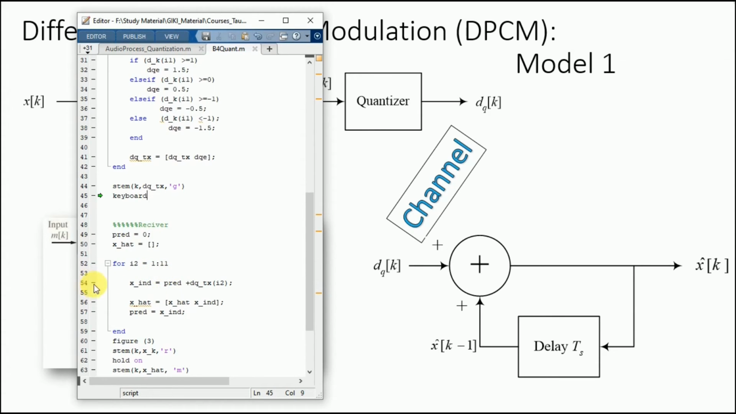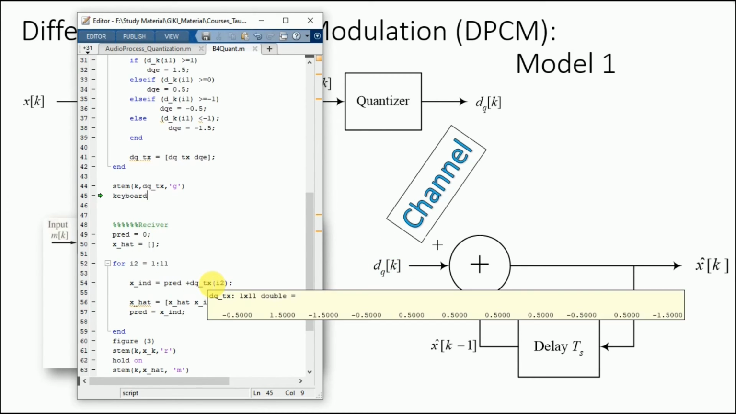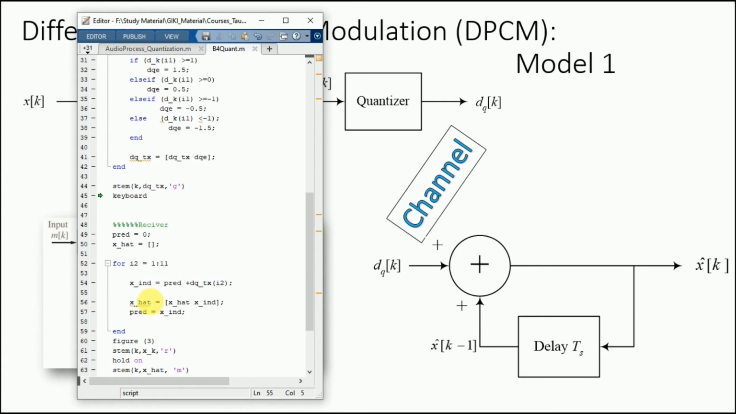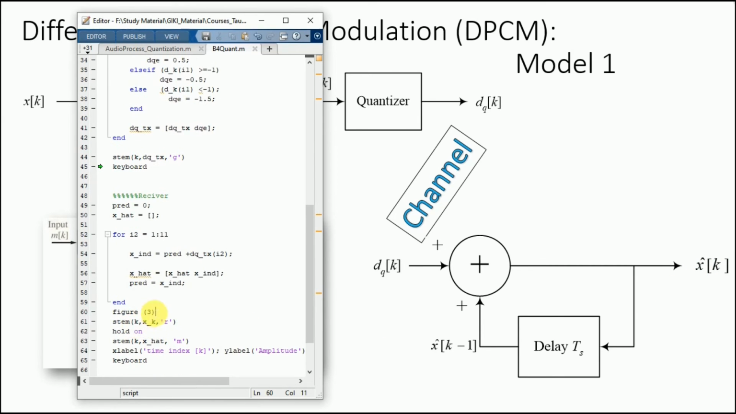Next, in line number 54, we have an x index. This is going to be our instantaneous value for a given symbol. This x index is equal to the value of a predictor plus the value of our input, which is dq of k, or simply dqtx that we have labeled. Next, in line 56, I am storing all these values in an array. As the index value of this loop increases, the predictor would have a previous value of the index. This estimate x of k is then plotted in figure 3.